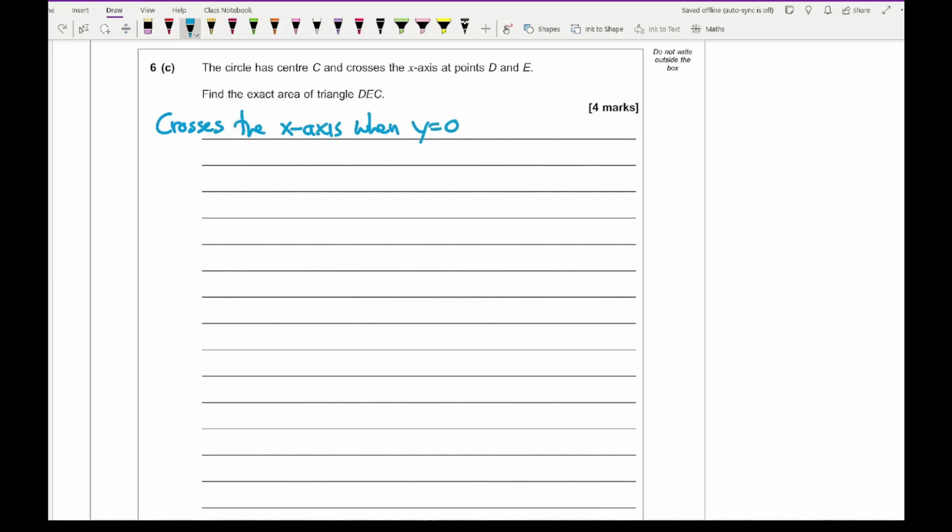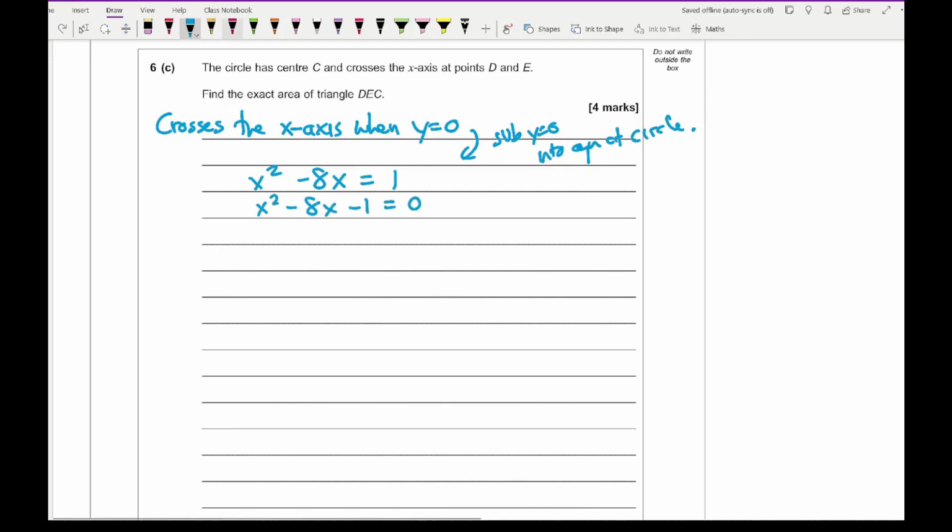So if I substitute y equals 0 into the equation of the circle, we then get x squared minus 8x equals 1. Let's just change that for a 1. So again, all I've done there is subbed y equals 0 into the equation of the circle. Then solving this, what we end up with is x squared minus 8x minus 1 equals 0.